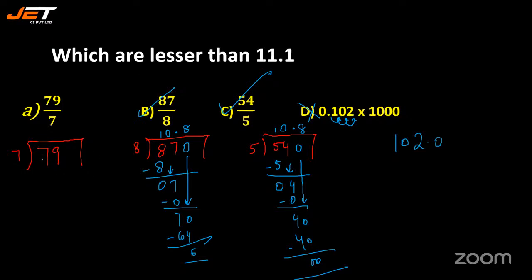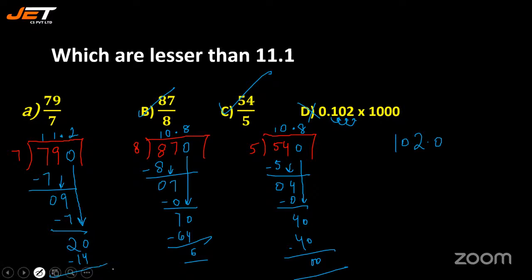Now 79 by 7. 7 times 1 is 7. 0. Bringing down 9. 7 times 1 is 7. 2 here. Putting an extra 0. Bringing it down. So 11. Okay, so this is 20. 7 times 2 is 14. 6 here. That means this is greater than 11.1. So this is also not the answer.